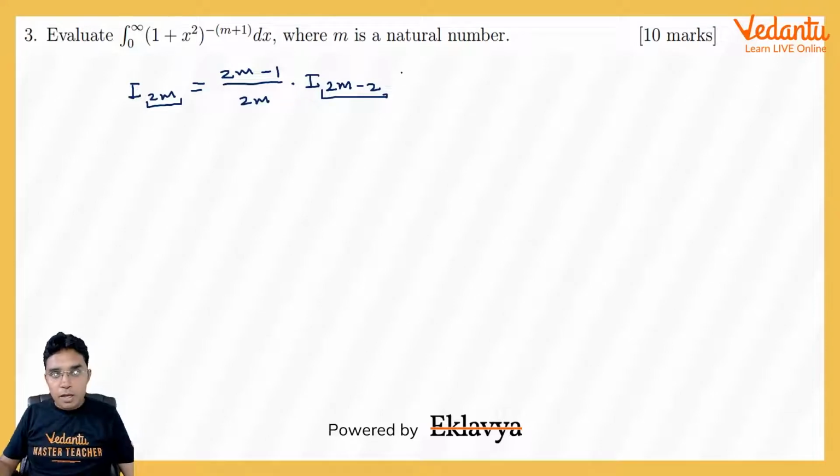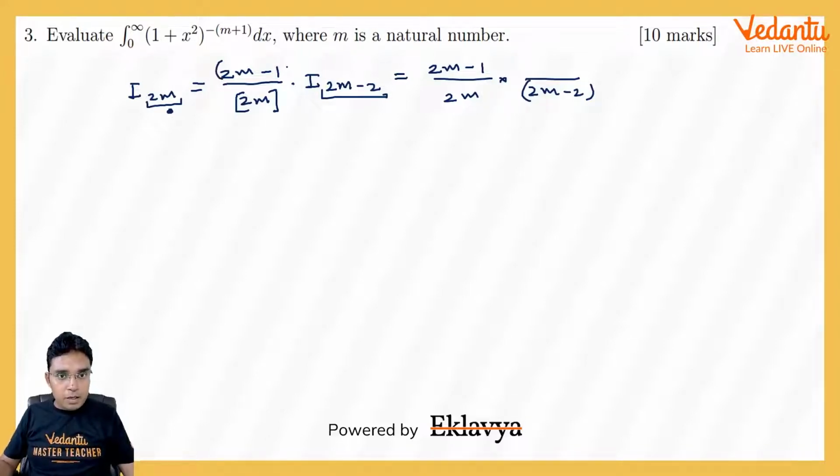So if I do it again, this will be 2m minus 1 upon 2m. What you can see is, this 2m was here, so we got 2m in the denominator. So if 2m minus 2 is here, we will be getting 2m minus 2 here. And this number here, 2m minus 1, was 1 less than 2m, so I can write this as 2m minus 3 here. And here it will be 2 less, so 2m minus 4. So this way we keep on doing.